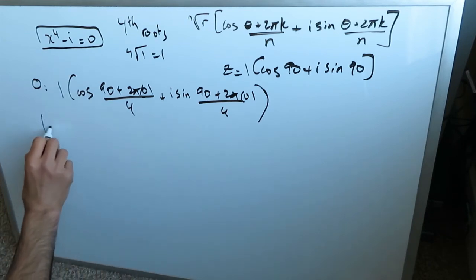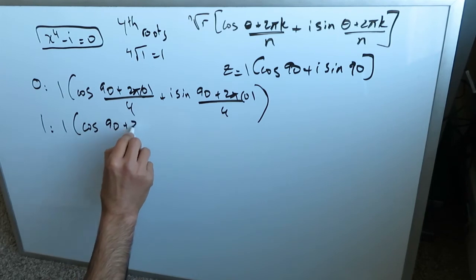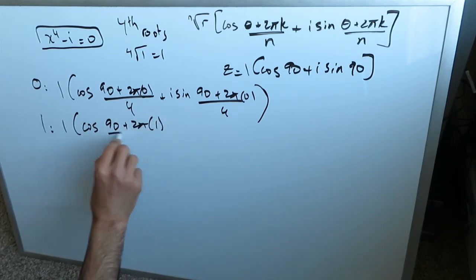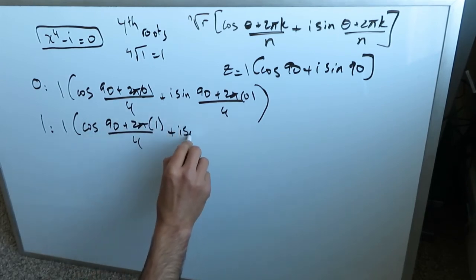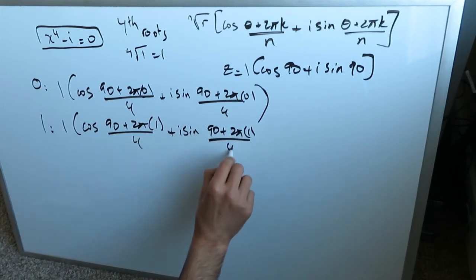And let's do the next one, the next root. Cosine 90 plus 2 pi times the k value of 1 over 4. It's really not hard, but it is tedious. 2 pi times 1 over 4.